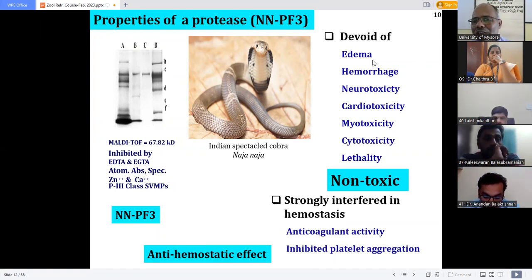And when we checked for the toxic properties like edema, hemorrhage, neurotoxicity, cardiotoxicity, myotoxicity, cytotoxicity, lethality, our enzyme was devoid of all these toxic properties. So that means our enzyme was found to be non-toxic. However, whatever concentration you purify and inject into an organism, it is not going to harm the organism. It is non-toxic. No induction of any of these toxic properties.